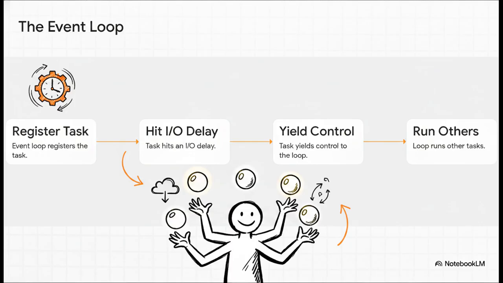The event loop then looks around and says, great, while we wait for that file, what else can I run? And it starts other tasks. Once that original file finally finishes downloading, the event loop just resumes the first task. It's an incredibly elegant juggling act.